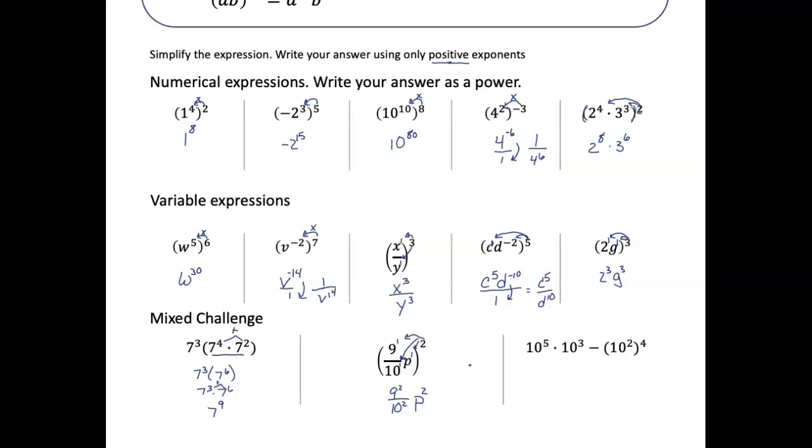We've got one more challenge problem. I've got 10 to the 5th times 10 to the 3rd, subtract, I have (10 to the 2nd) inside parentheses raised to the power of 4. I'm going to follow my order of operations. I'm going to follow my PEMDAS. All right, I start inside parentheses, 10 to the 2nd. Okay, there's nothing else in there. I'm done with that. Exponents.